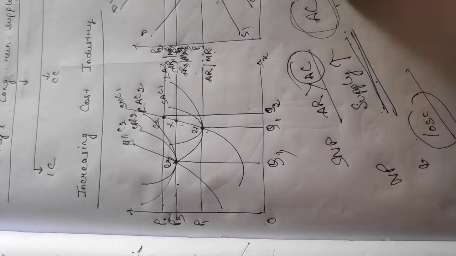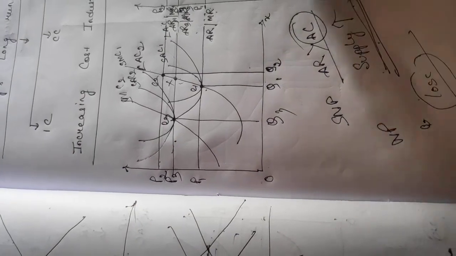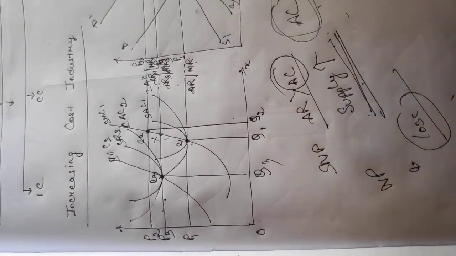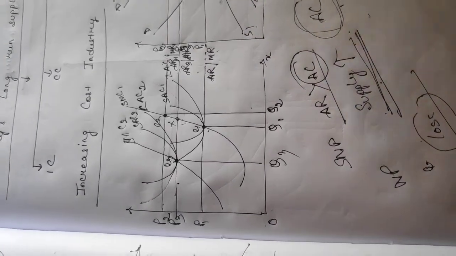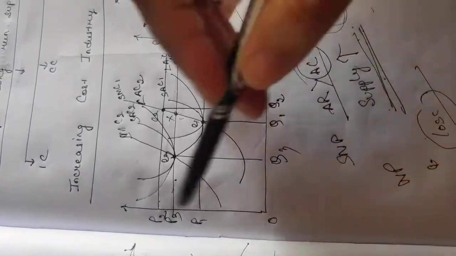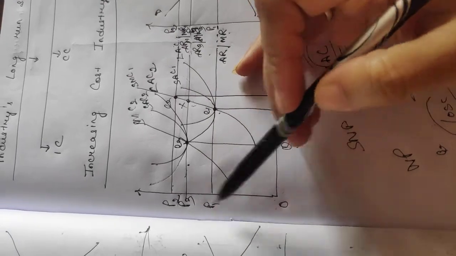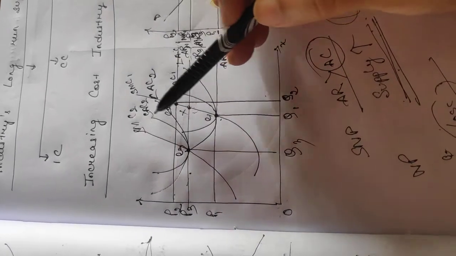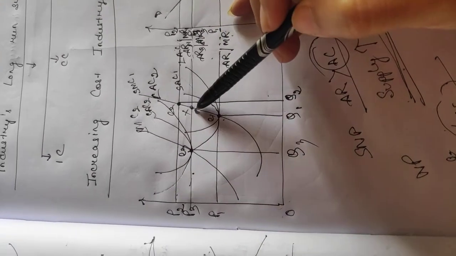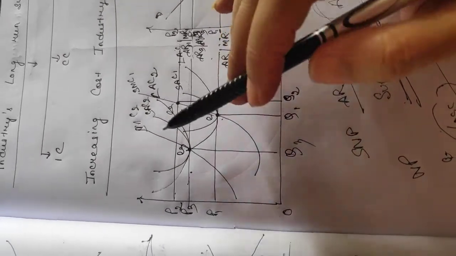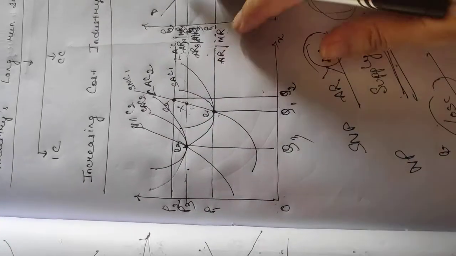and as a result your supply will change and it will increase, and as a result your cost conditions will change and you will get this type of curves. Now at OP3 price, your AC is equal to the new AR, and since your AR is equal to AC, hence the firm is earning only normal profit in the long run.